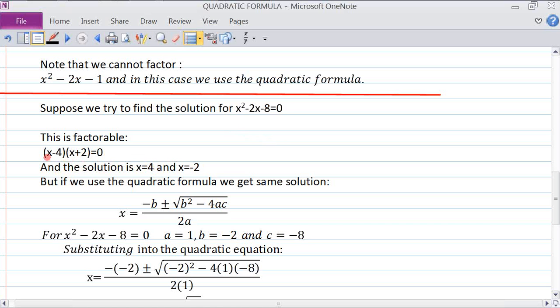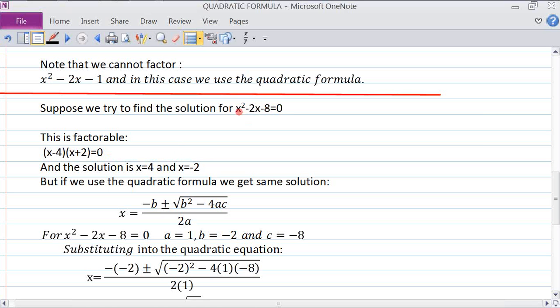We've got x times x gives us x squared, minus 4x is the inner term, plus 2x is the outer term. It sums to minus 2x. And minus 4 times plus 2 gives us minus 8. So these are the factors. The solutions are x equals 4 and x equals minus 2. But supposing we thought that this was not factorable.